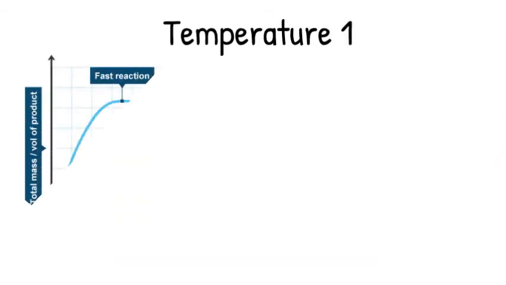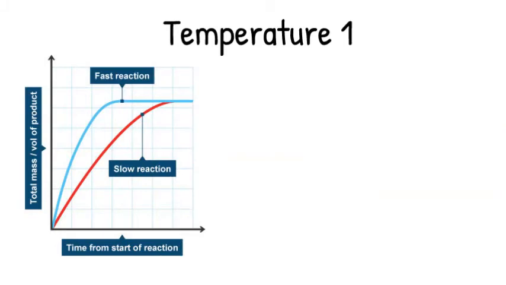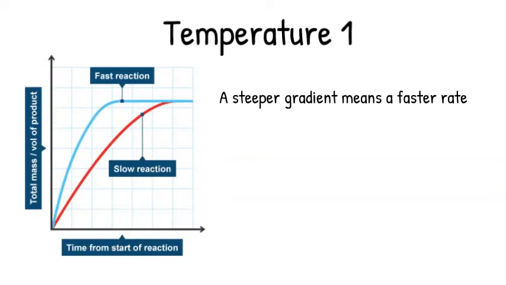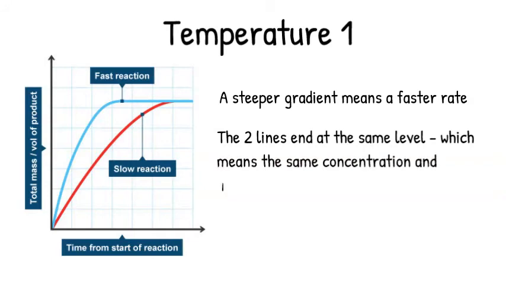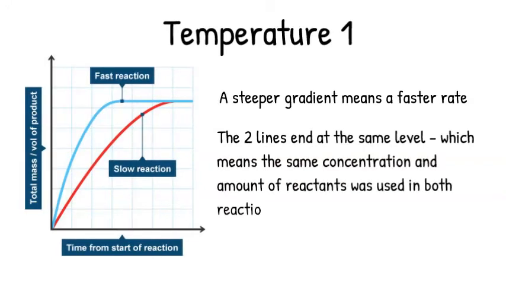Let's now take a look at temperature. First of all, I want to show a graph here which has 2 reactions on it, a fast one and a slow one. Just a reminder that the steeper the gradient, the faster the reaction is taking place. The second point to note of this graph is that even though one is fast and one is slow, they both end at the same point. This tells us that they started with the same concentration and volume of reactants, meaning the same amount of products was produced, even though one was produced faster than the other.